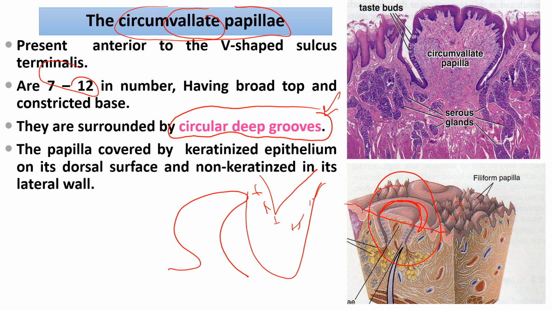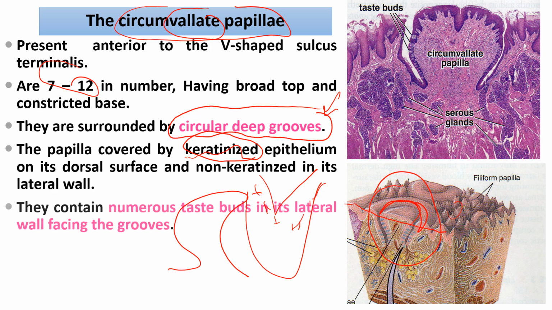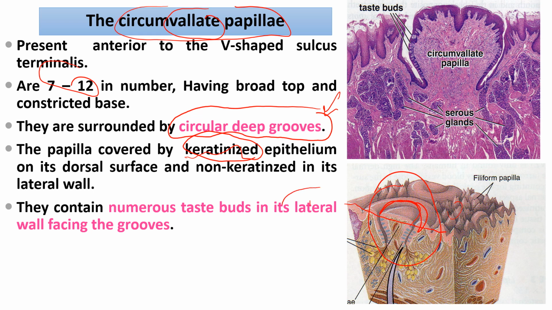It is like the filiform papillae. Its upper surface may be covered by keratinized epithelium. Do you remember the filiform papillae? Its tip was covered by a cap of keratinized epithelium. The same is here. Okay, what is the function of this papilla? This is the papilla which contains numerous taste buds. Where? On the upper part or no? It is in the lateral wall of the papilla facing the groove.